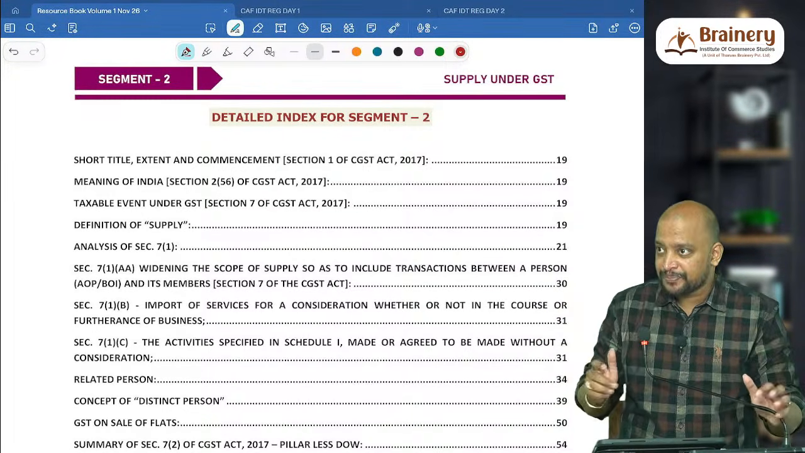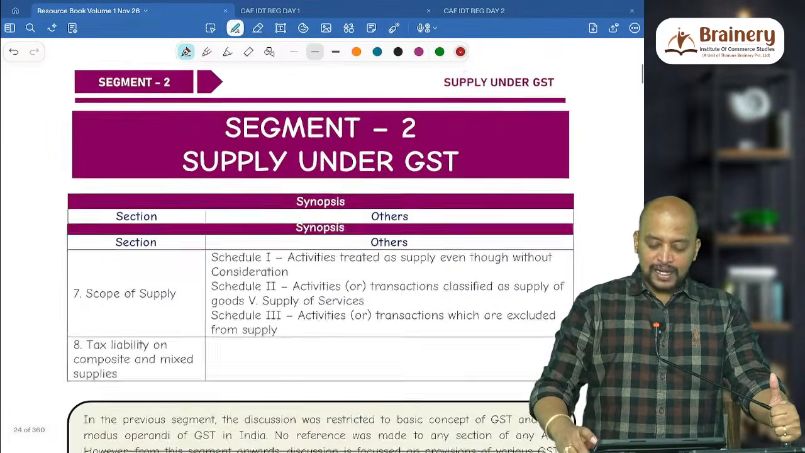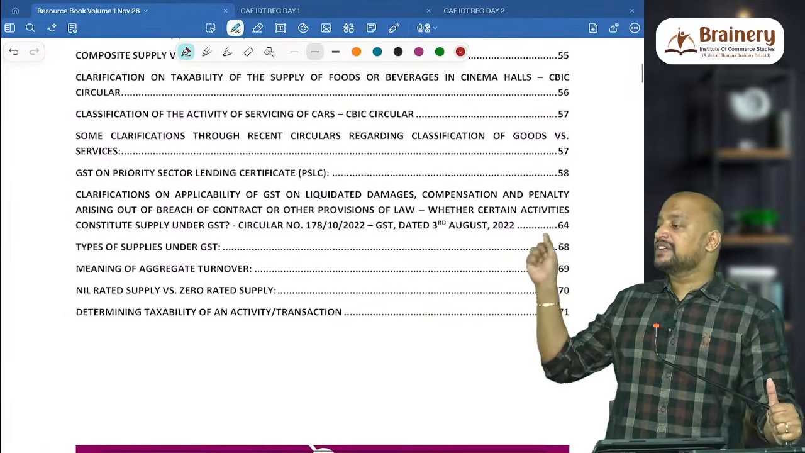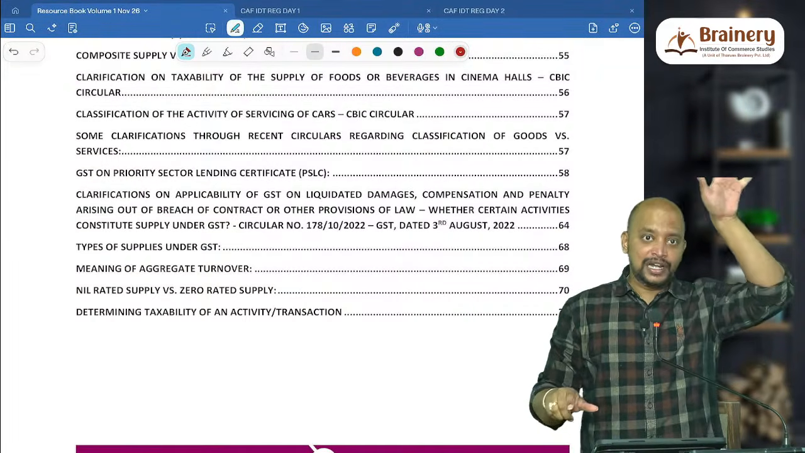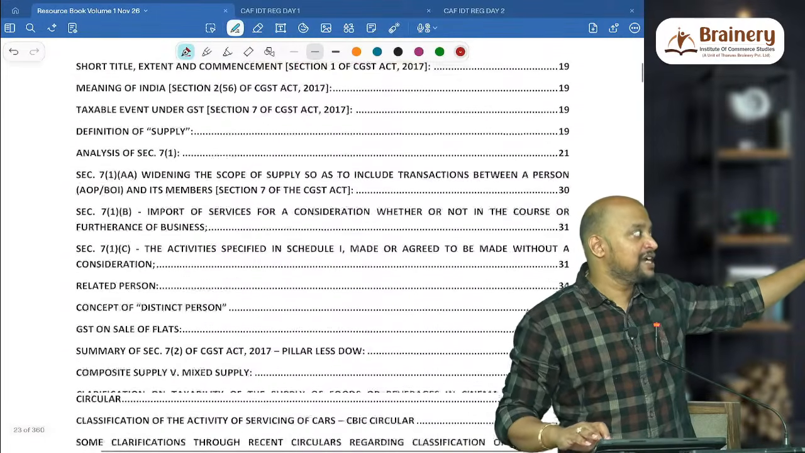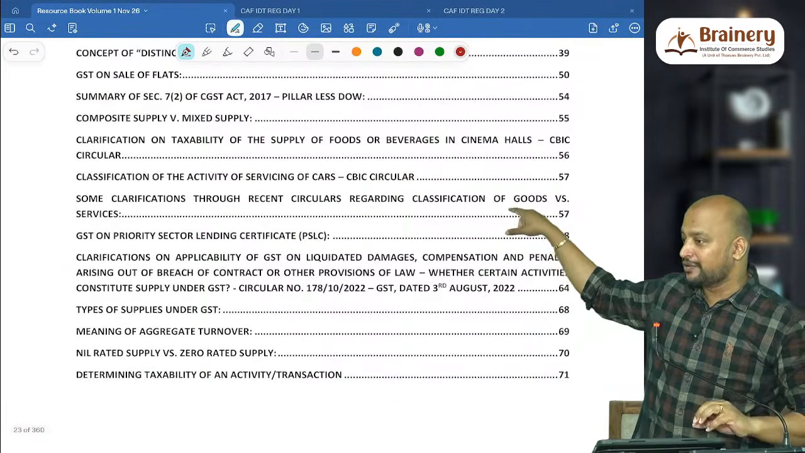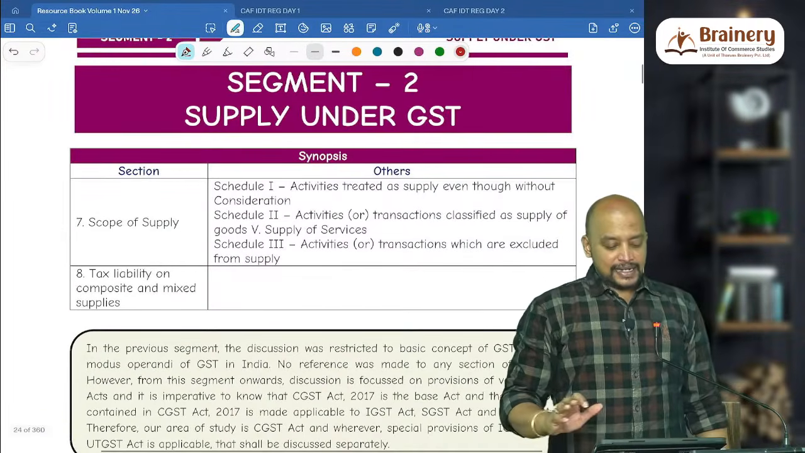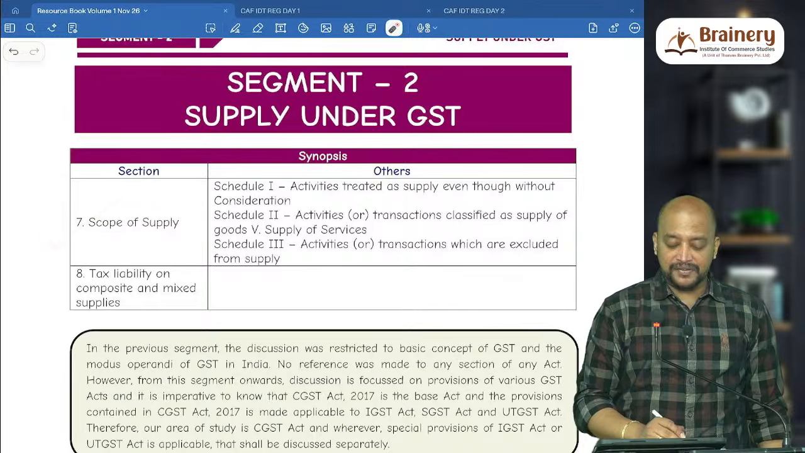Are you getting this? So supply, section 7. For every chapter I have given the index. Chapter-wise index also I gave, overall index I gave. In this chapter, what are the concepts we are going to cover, and on which page, like that I have given. In case you want to refer, it will be easy for you. And 7 and 8, these are the two sections. 7 deals with supply.